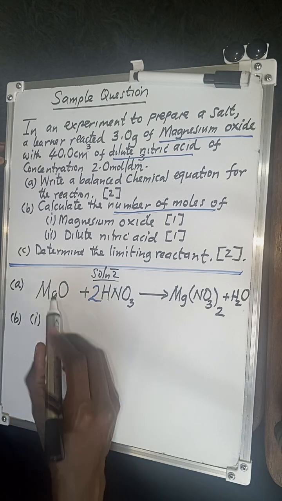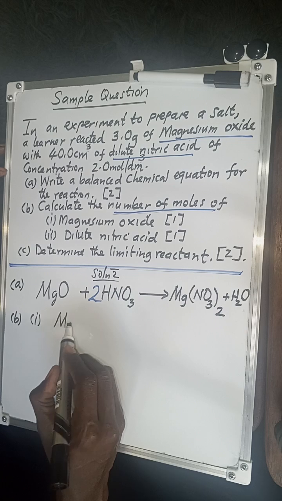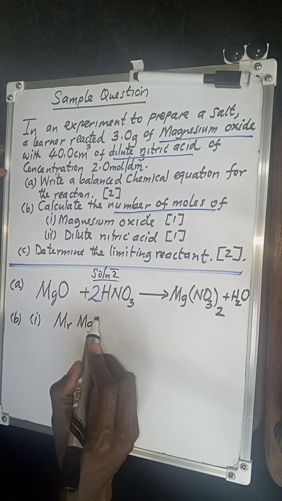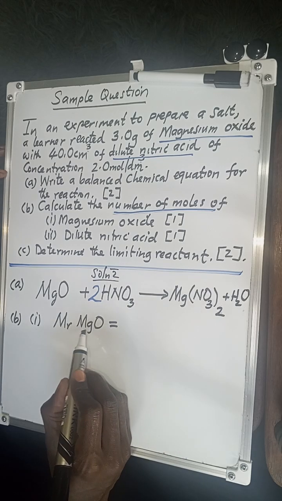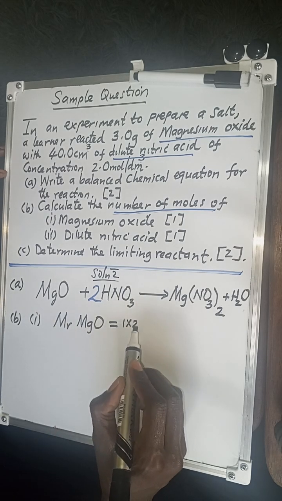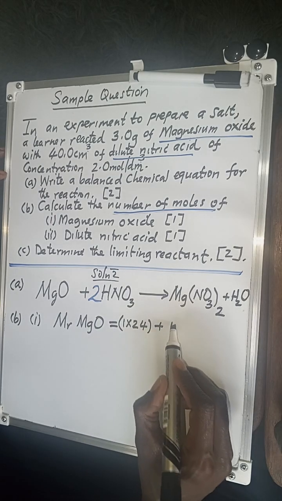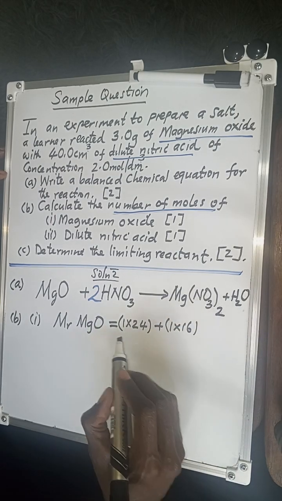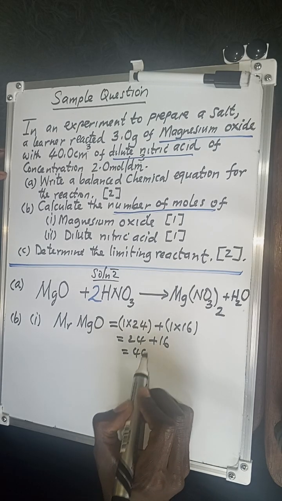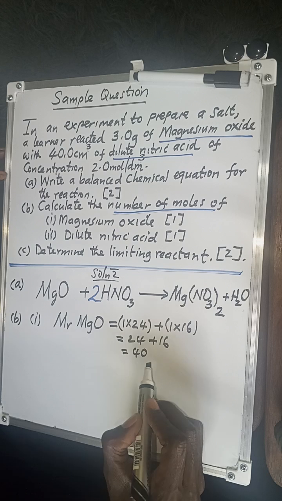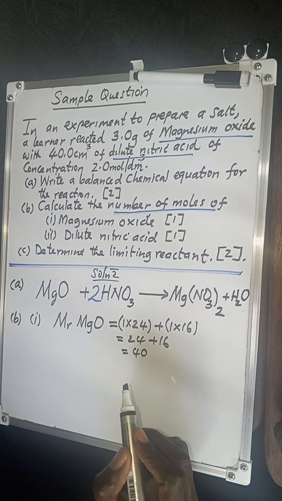So first of all, you need to find the molar mass of magnesium oxide. Of course, if you look at it, there's only 1 magnesium, so 1 multiplied by 24, the atomic mass, plus how many oxygen are there? 1 multiplied by 16. So this is going to give me 24 plus 16, which is going to give me a 40. In molar mass, that would be in gram per mole. So that's the molar mass or the relative molecular mass.